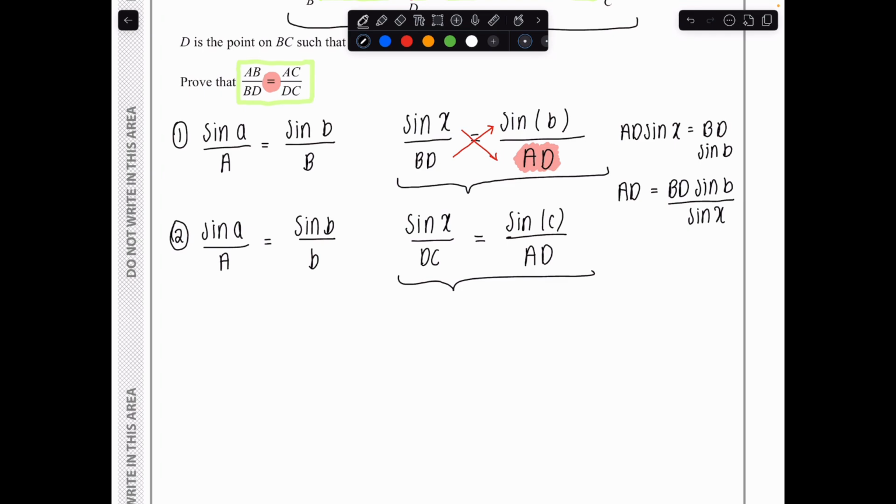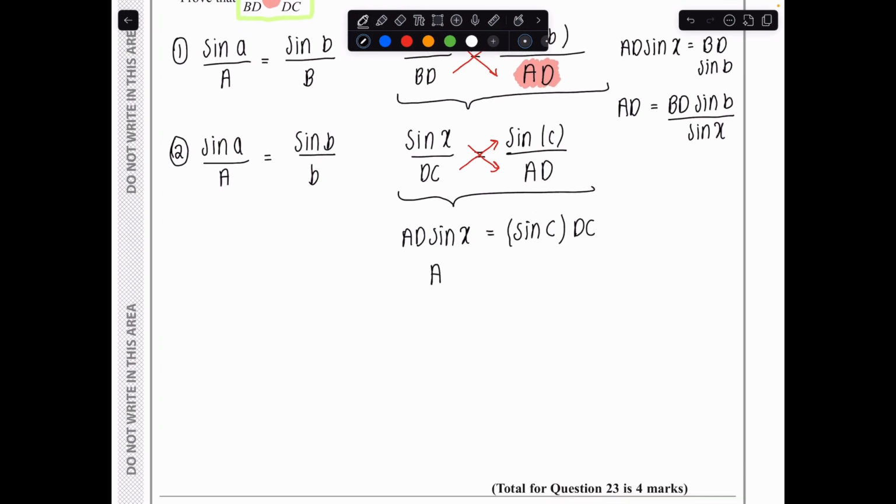Now let's do exactly the same thing, but for our second expression here. So let's cross multiply again. So now what we have is AD sine of x is equal to sine of C times DC. So we'll put that in brackets there to keep it clear. Then we don't want AD sine x, we want AD on its own, so we divide both sides by sine x, and then we get DC sine of C over sine of x.